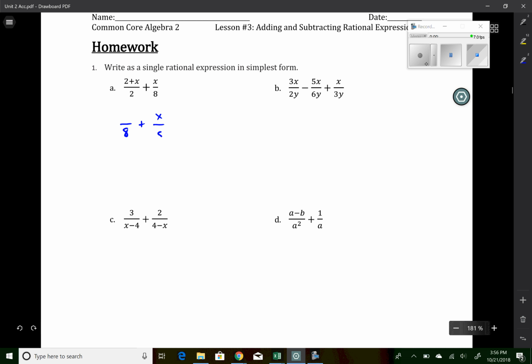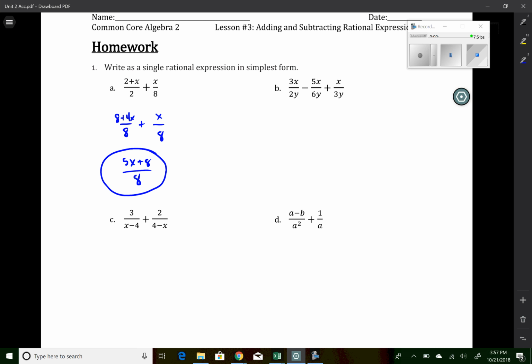The second fraction already has the common denominator of 8, so now I'm thinking, well, what do I have to multiply that first fraction's numerator by to make it so that the denominator would also be 8? And that would be 4. So I would make that 8 plus 4x. Now that I have a common denominator, I can add across my numerators. So if I combine my like terms, I get 5x plus 8 all over 8. No variables in the denominator, so no need to think about or look for undefined values.